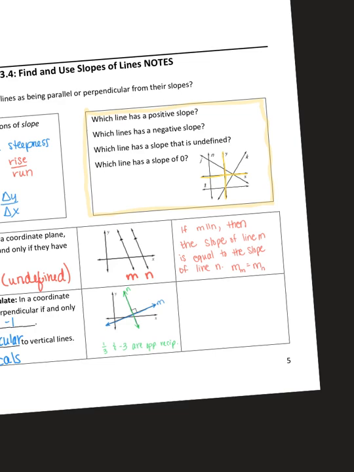So here we go. We're going to say if M is perpendicular to N, then the product of line M's slope, ooh, that's kind of funny, and line N's slope is -1.